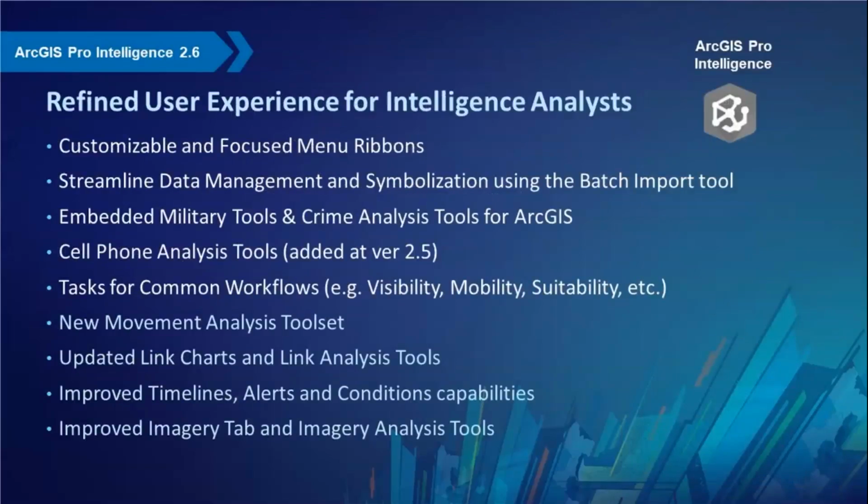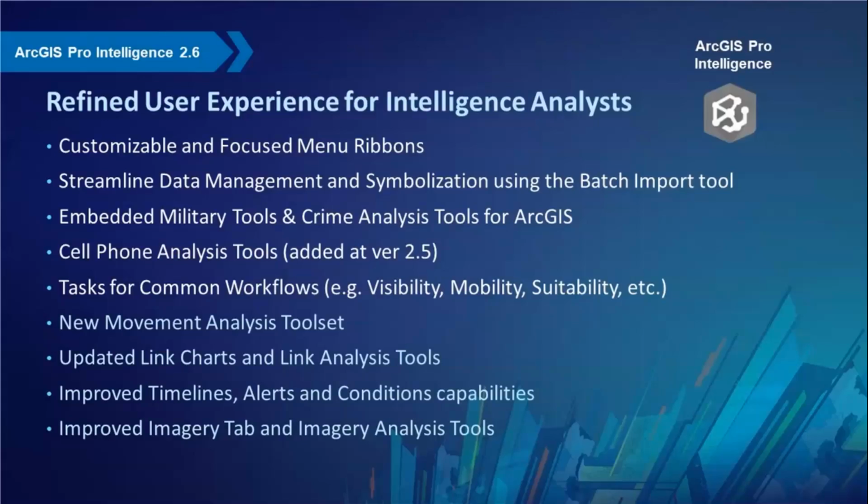So to recap, Pro Intelligence gives you this refined user experience. Like previous versions, it gives you this focused menu and common GIS and intelligence workflows. So you get your customizable and focused menu ribbons, streamlined data management and symbolization using the batch import tool. You get your embedded military tools and crime analysis tools for ArcGIS. They come with the installation. You also get the cell phone analysis tools that we added at version 2.5.